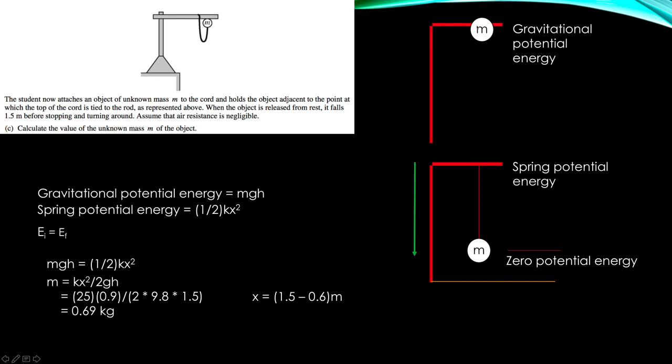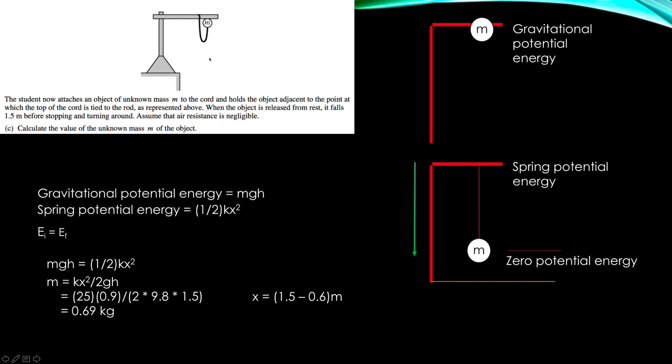So what I have here is the two situations that we're worried about in this part. The first situation is when the mass is held at the top, right? Holds the object adjacent to the point at which the top of the cord is tied, so just right there. And then here we have it when it's at the very bottom and just before it's about to turn around. So for part C, these are the two scenarios we're worried about, and I'll get to that in a second. In order to calculate the value of the unknown mass of the object, we want to think about the initial energy and the final energy.